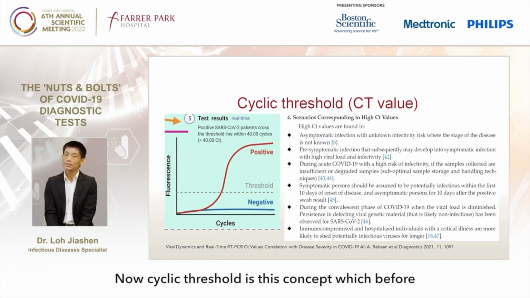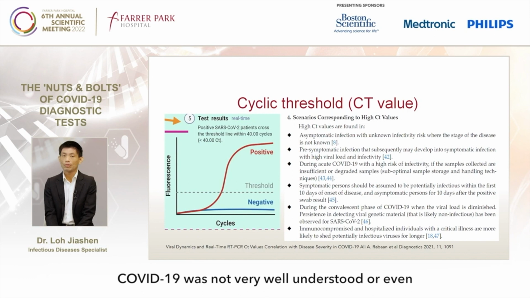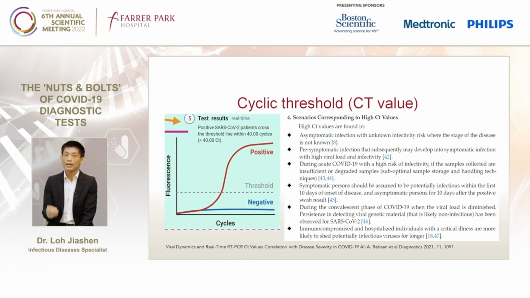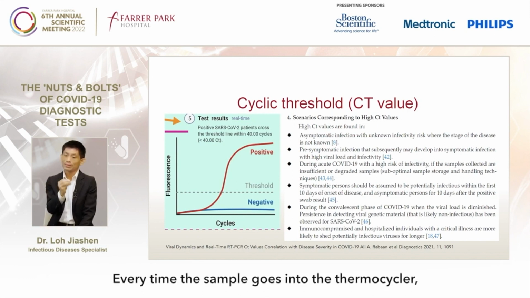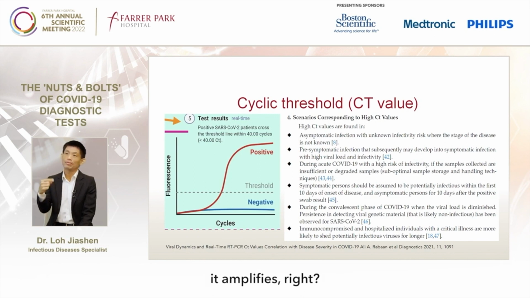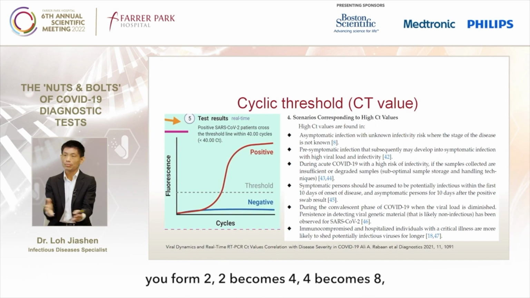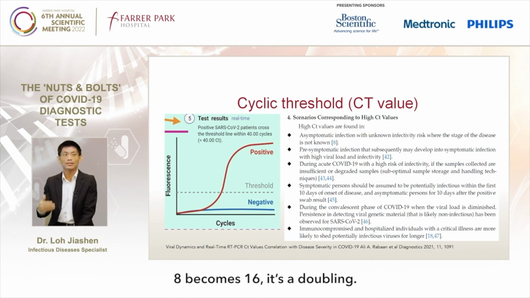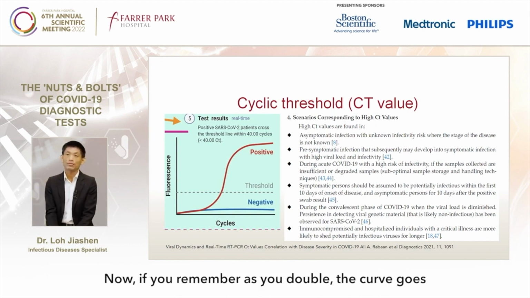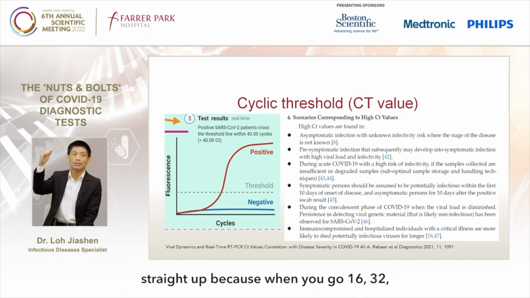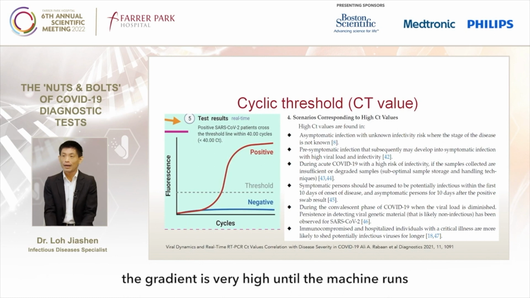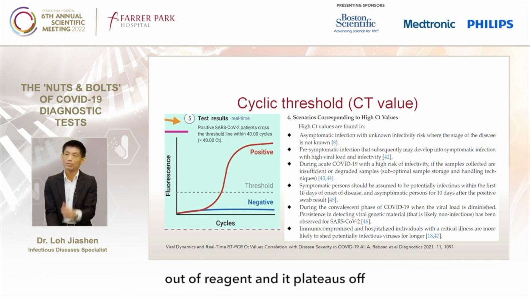Now cyclic threshold is this concept which before COVID-19 was not very well understood or even in common language. Every time a sample goes into the thermocycler, it amplifies, right? It amplifies, actually it doubles because the DNA splits, you form 2, 2 becomes 4, 4 becomes 8, 8 becomes 16. It's a doubling. Now, if you remember, as you double, the curve goes straight up because when you go 16, 32, the gradient is very high until the machine runs out of reagent and then it plateaus off.